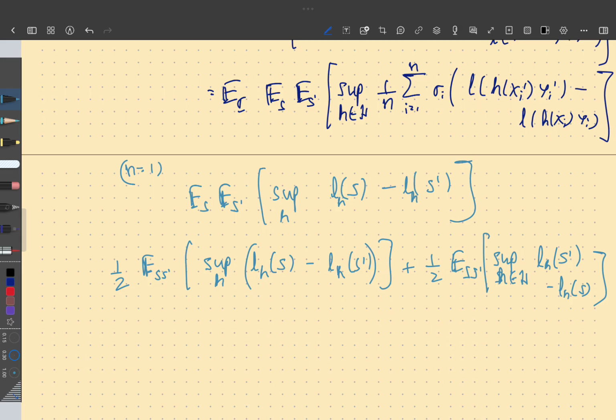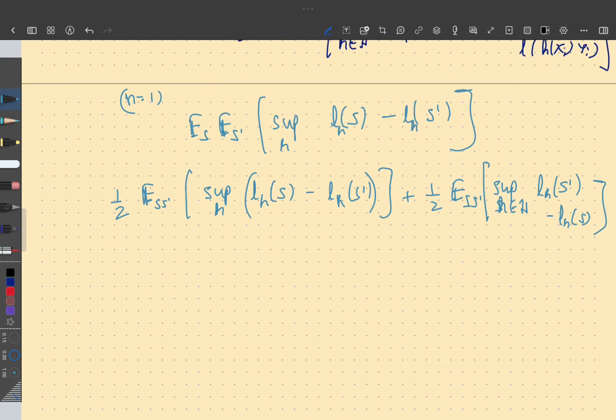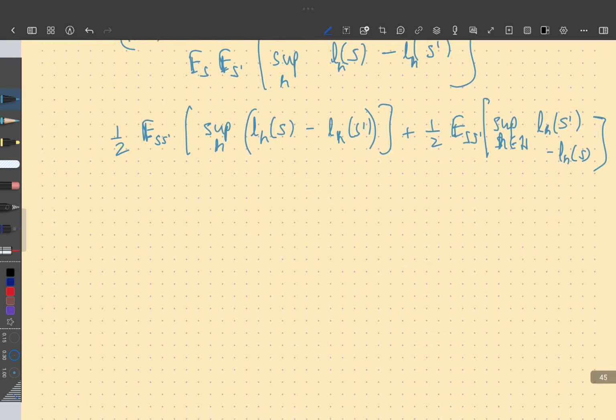Because it's completely symmetric in S and S prime. Because S and S prime are independent and identically distributed. So S and S prime are just variables, nothing else. They're just placeholders, and you can swap between the two. Is this step okay? Okay. But then what is this equal to?